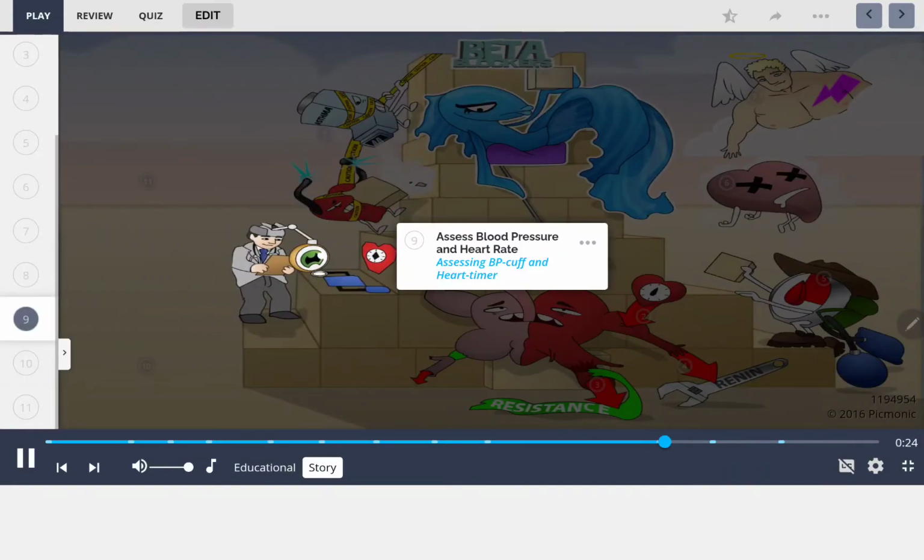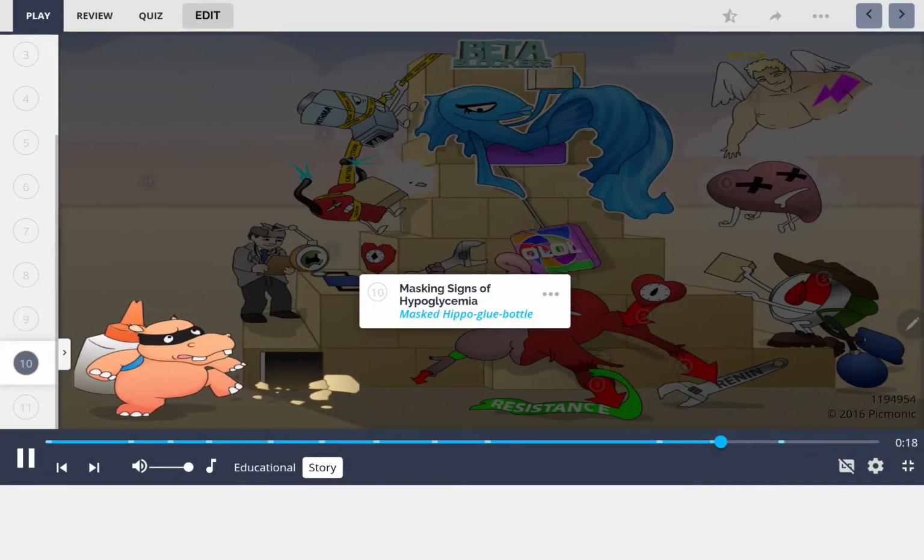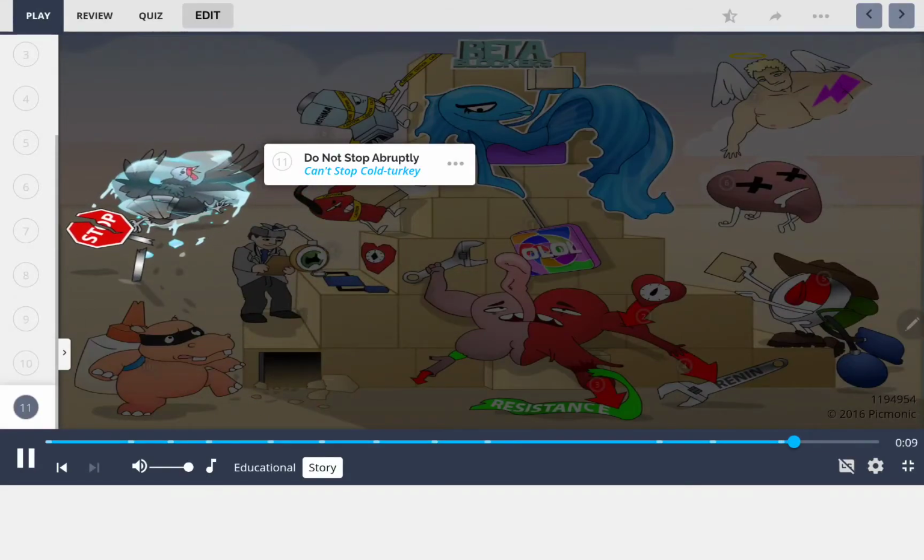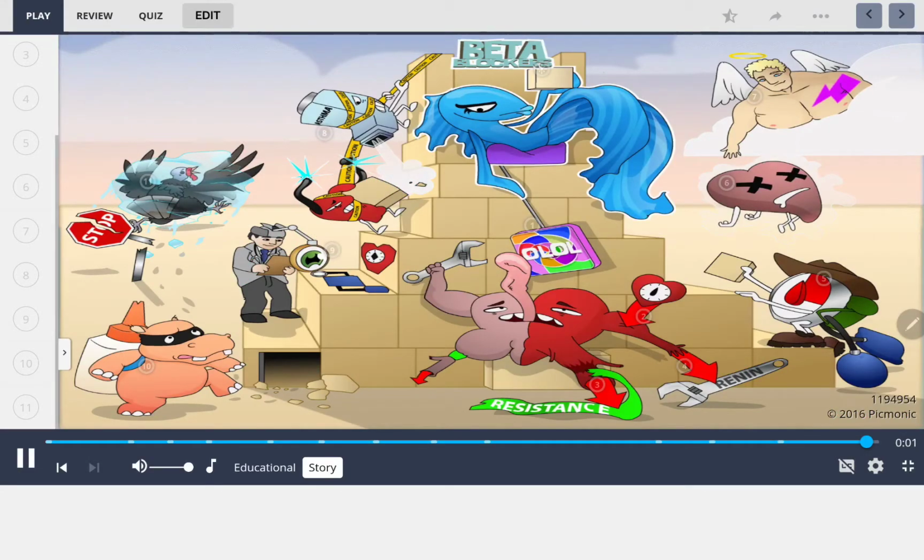The temple is a treasure trove for archaeologists, who assess the BP cuff and heart timer hieroglyphs. Unfortunately, temples are also easy targets for tomb raiders, and a masked hippo glue bottle opens a secret entrance to raid the valuables within. But instead of gold or jewels, the only thing in this tomb is a cold turkey, which escapes despite the masked hippo's best efforts not to leave empty-handed. Rookie, every tomb raider knows you can't stop a cold turkey.